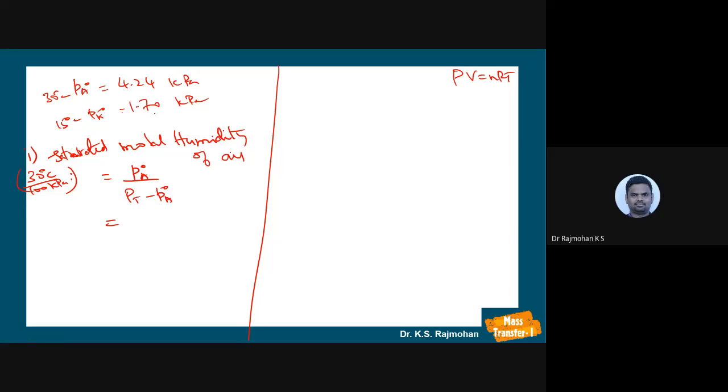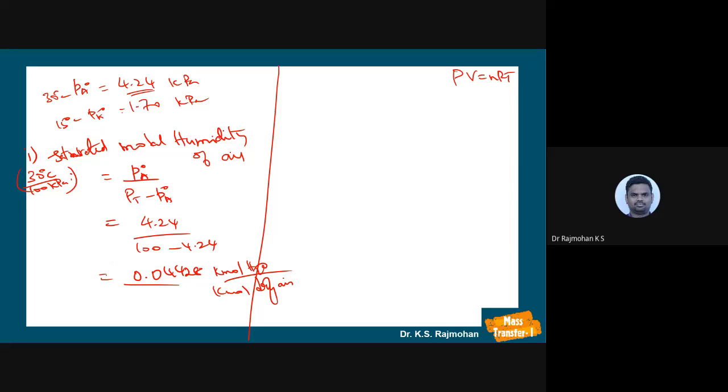So what is the value? The vapor pressure is 4.24 kilopascal. So 4.24 divided by 100 minus 4.24, which is 4.24 divided by 95.76. That is equal to 0.04428 kilomoles of water vapor per kilomoles of dry air. Okay, so this is the first parameter we have found out.